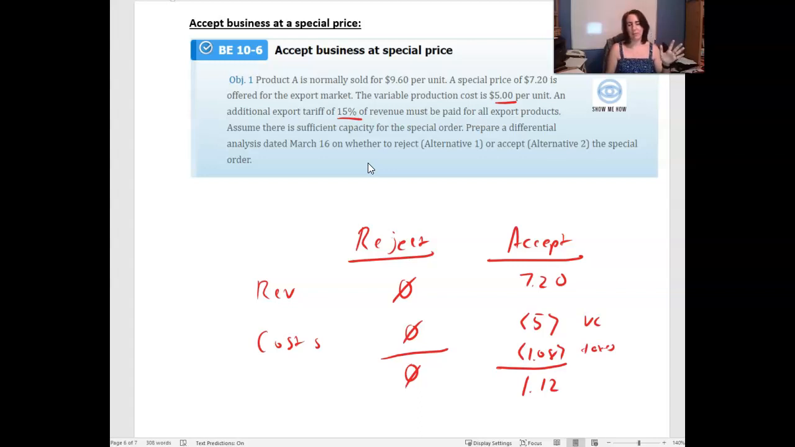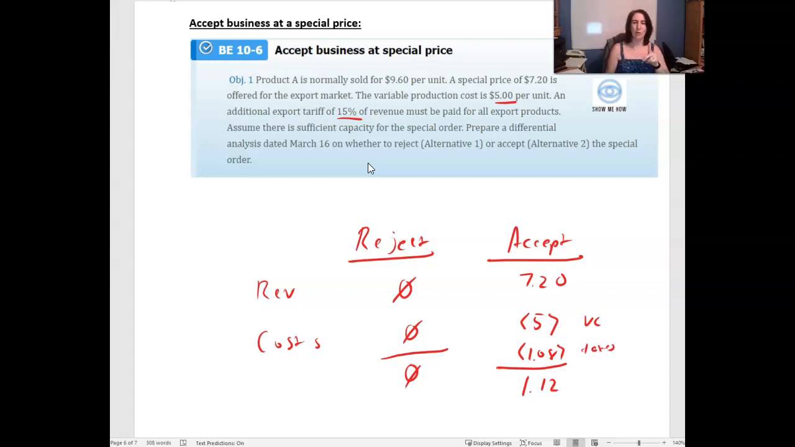Now, $1.12 obviously doesn't sound like much, but let's say it's for 10,000 units. Add 3 zeros onto the end of this, or 4 zeros. The idea is you will make money accepting this offer. Now, it's a short-run decision. You can't make these decisions on a long-term basis because you still need to make enough profit to cover your fixed costs. But since your regular everyday business, where you're selling it for $9.60 a piece, is covering your fixed costs, if you take on this one special offer in the short run, you can make a pretty nice boatload of money from it.